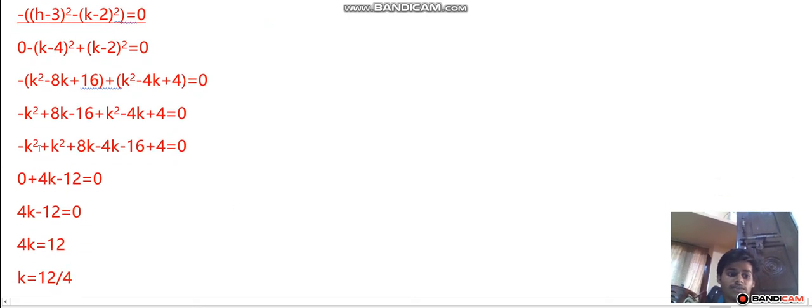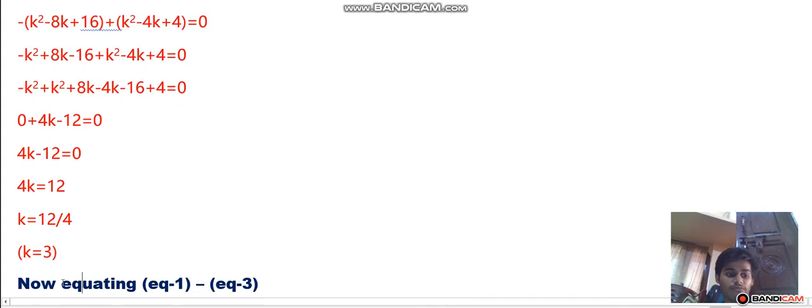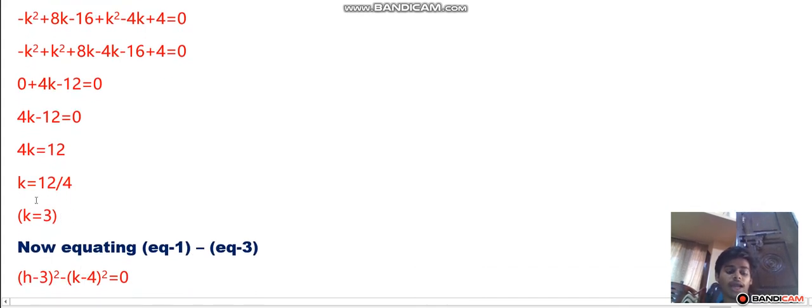See, minus k square and plus k square get cancelled. We get 8 minus 4, 4k, minus 16 plus 4 is minus 12, is equal to 0. Then 4k minus 12 is equal to 0. 4k is equal to 12. When we move the 12 to this side, now 4 also goes to this side, it will get divided. k is equal to 12 by 4. Now we have got the k value.